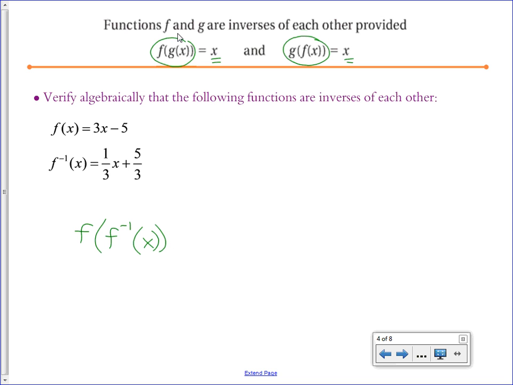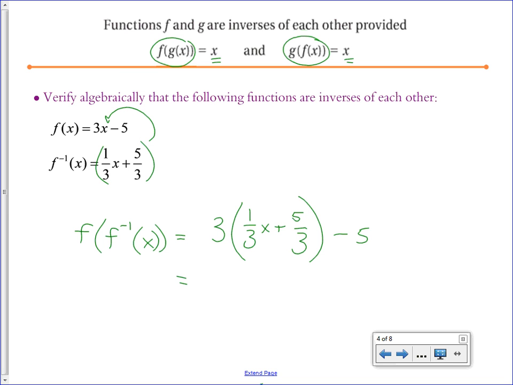So f of the inverse of f of x means I'm going to take this function, plug it into the f function, and then simplify it down. So I'm going to get 3 times all of this, minus 5.